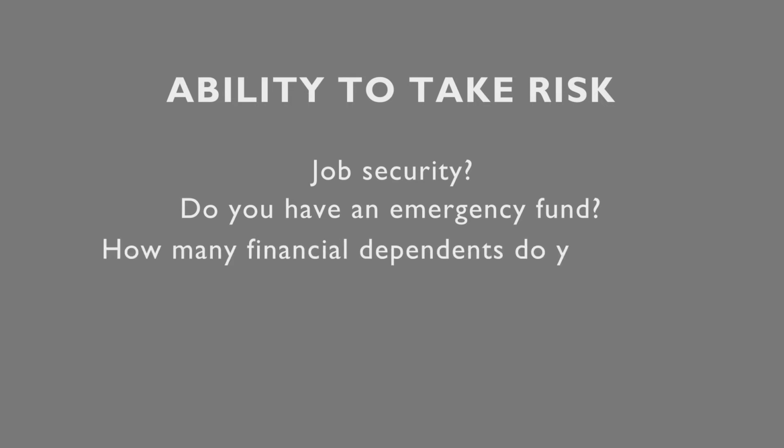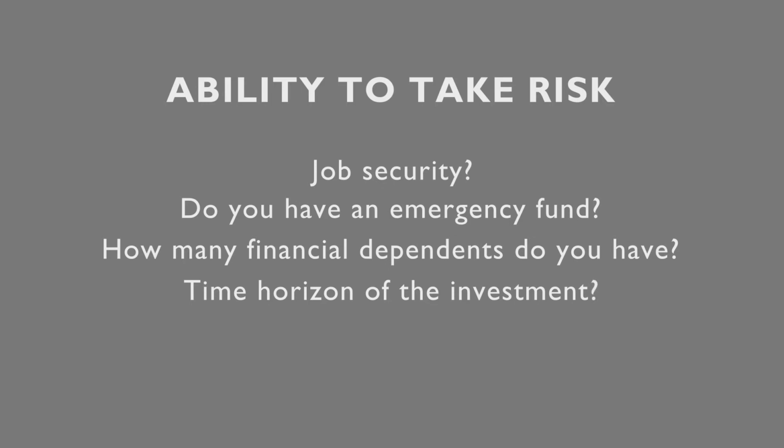How many financial dependents do you have? If none, this will add to your ability to take risk. Your time horizon? If you have a long time horizon, for example, you are still in the accumulation phase of saving for retirement, this will add to your ability to take risk. Do you need income from your investments? If so, the withdrawal rate, in other words, the income you take as a percentage of your total capital, will either add or subtract to your ability to take risk.